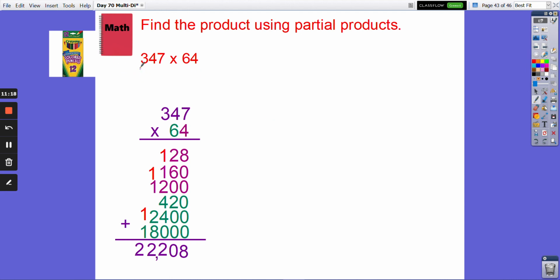If I were to estimate this, maybe I'd estimate this down to 300, and I'd estimate this down to 60. Since I rounded both of these numbers down, I know my answer is going to be smaller than what I got for my exact answer. 3 times 6 is 18, and we're going to have 1, 2, 3 zeros behind it. 18,000 compared to 22,208. Again, they're a little far off because both of these numbers were rounded down, and this one's not quite close, right? But we see that we're decently close with our estimation and our exact answer.